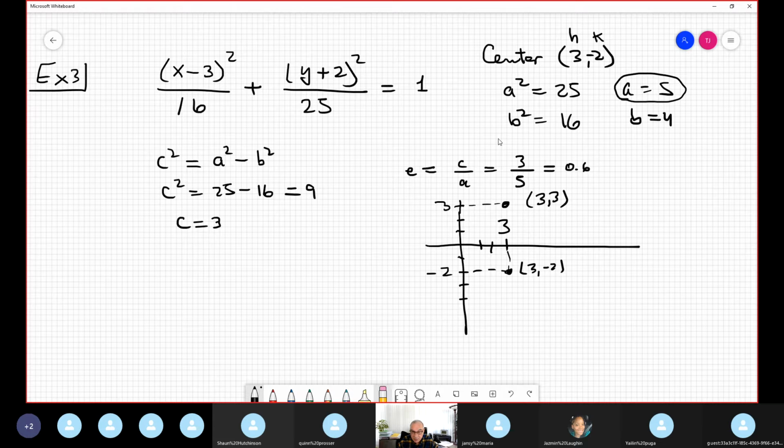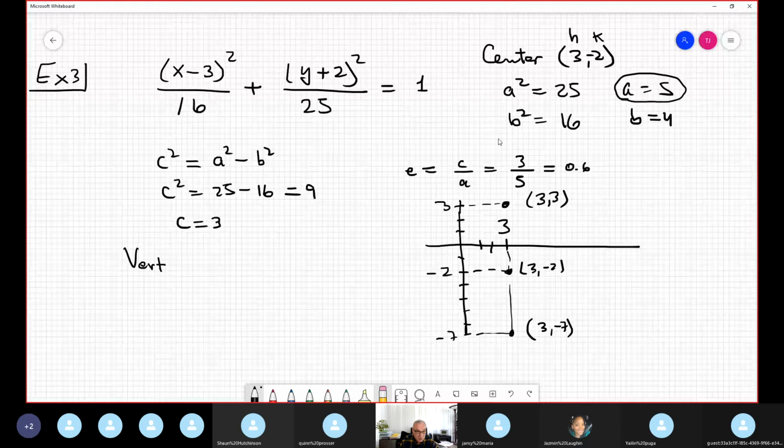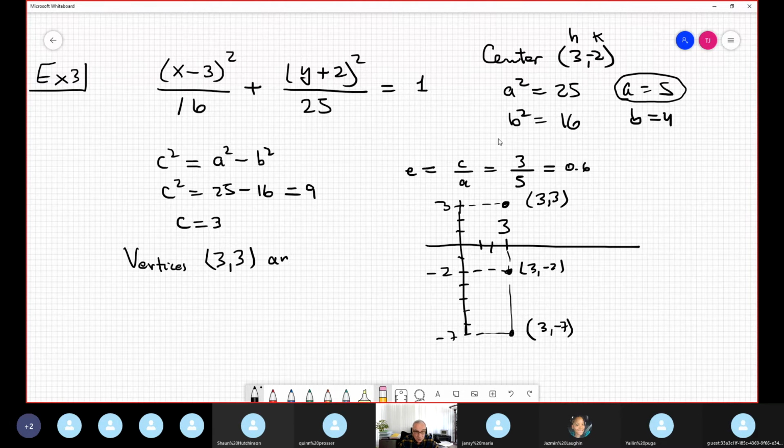5 this time from the center. 1, 2, 3, 4, and 5. Here, negative 7. So it's 3, negative 7. Okay, let me summarize here. Vertex is 3,3 and 3, negative 7.